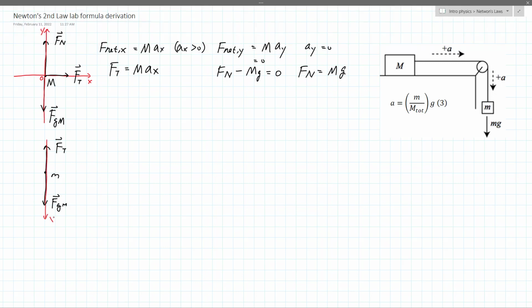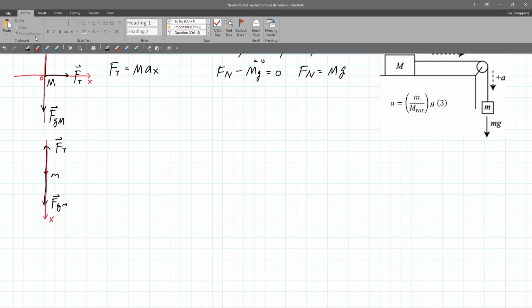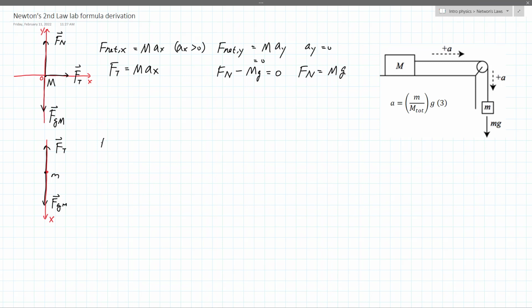The reason of this is, well, x-axis, not y, x-axis, because this way I can write F net x equals lowercase m a_x, and I can also assume this symbol a_x has the same sign, is positive, right? This falling mass accelerates downward, accelerating toward the x direction, so the a_x is positive. So that makes things easier if I assume the correct direction for the x-axis for the lowercase m.